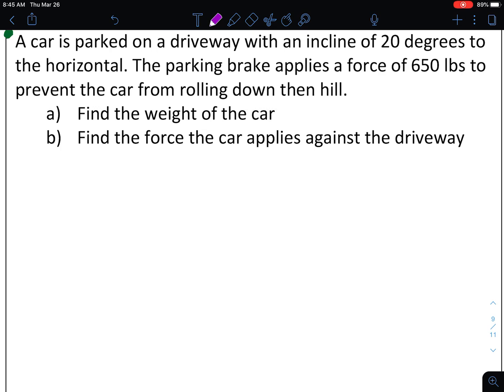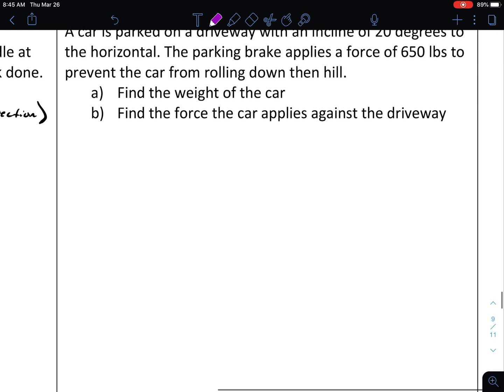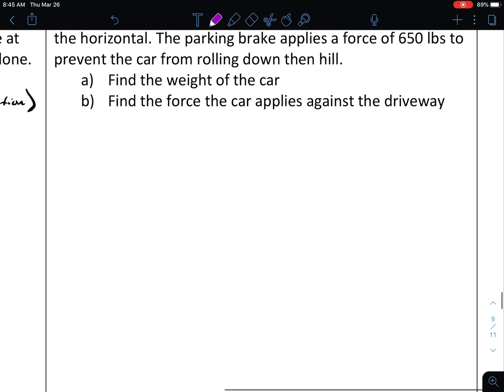All right, last one here in this video. A car is parked on a driveway with an incline of 20 degrees to the horizontal. The parking brake applies a force of 650 pounds to prevent the car from rolling down the hill. I want to know what the weight of the car is, and find the force that the car applies against the driveway.